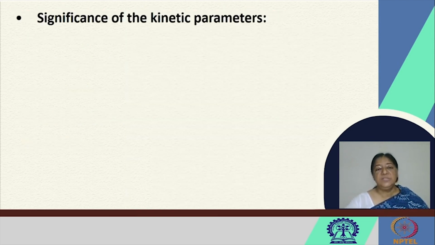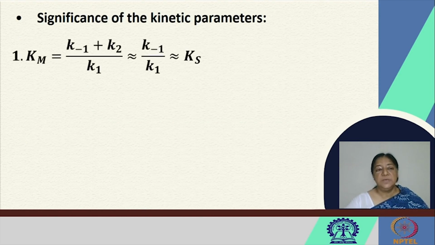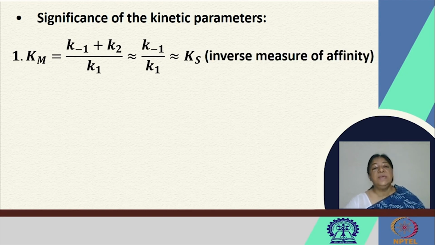Now the significance of these kinetic parameters. We have the Km equal to (K minus 1 plus K2) by K1. Neglecting the value of K2, considering that it is really small, we can get an inverse measure of the affinity of the enzyme substrate complex. So this is like the association and dissociation constants that we considered for protein ligand binding.